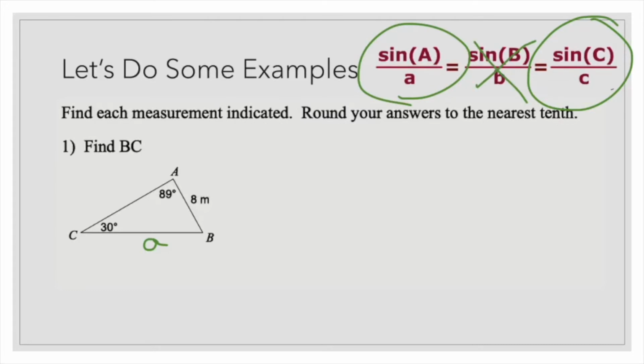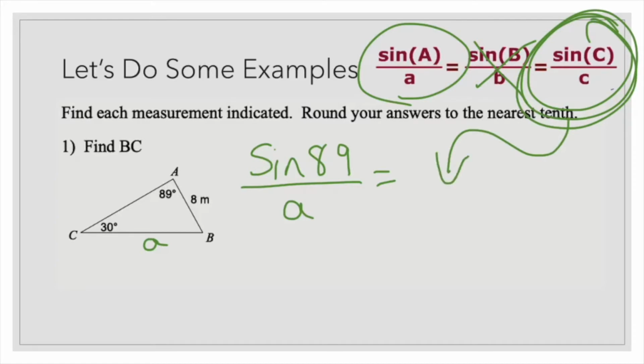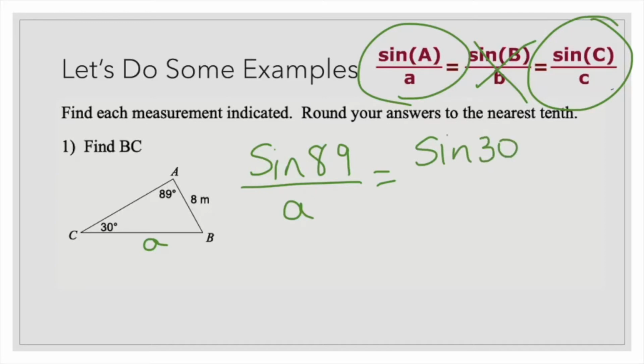So in the place of this sine A over a, I'll have sine 89 over a. And in the place of the sine C over c, I will have sine 30 because that's angle C, and side c is the 8. So I'll have 8. You're going to need your calculator handy.